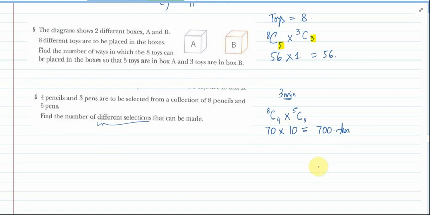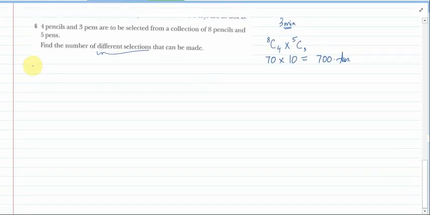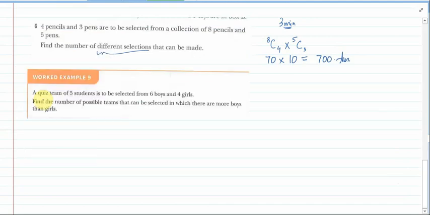Alright, so those were all easy questions that we had done so far. Now, this is an example question, a very good question it is. A quiz team of 5 students is to be selected from 6 boys and 4 girls. Find the number of possible teams that can be selected in which there are more boys than girls. Now the condition is very important: we have more boys than girls.